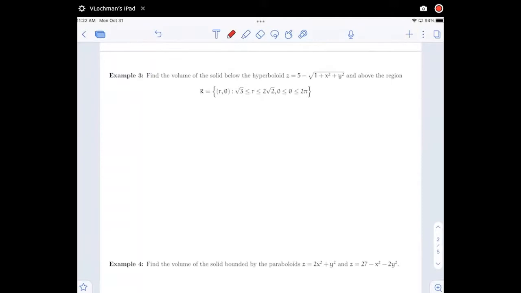Let's see what we got here. Okay, same setup. Find the volume of the solid below this hyperboloid and above this region right here. So another R is given to us. That looks like an entire washer, right? So let's take a look at what that R looks like. Okay, I'm looking at my angle from 0 to 2 pi, so I get a whole revolution all the way around. But what about r? Okay, so r is bounded between 2 and root 3.